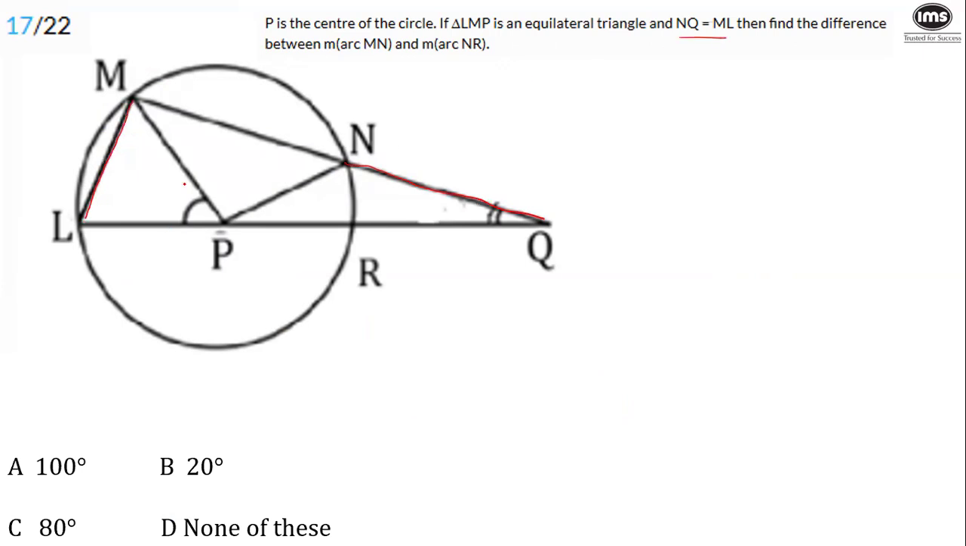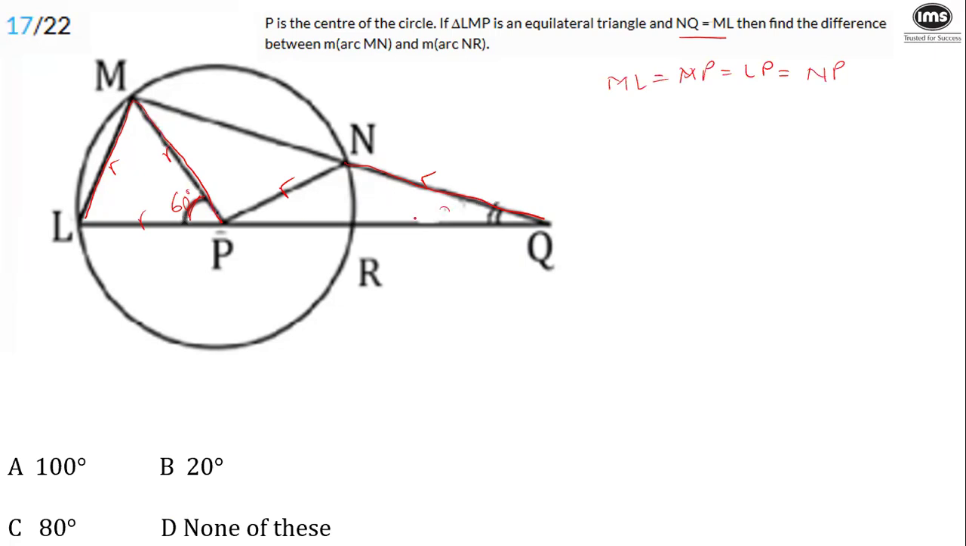Now this is also an equilateral triangle. So this is 60 degrees, 60 degrees. That means ML is the radius. We can say ML is also equal to MP, is also equal to LP, is also equal to NP. That is also the radius. So if I say this is the radius, this is also the radius, and this is also given to us as radius. So this is an isosceles triangle.